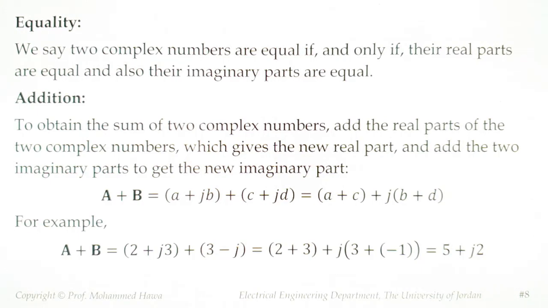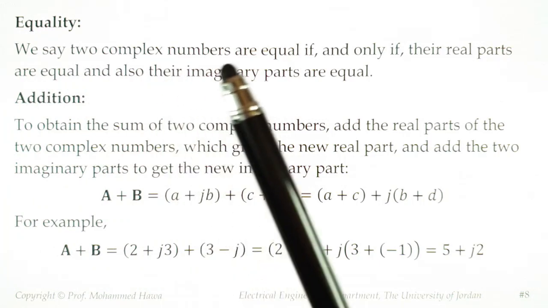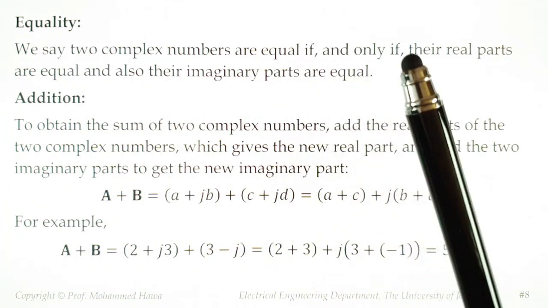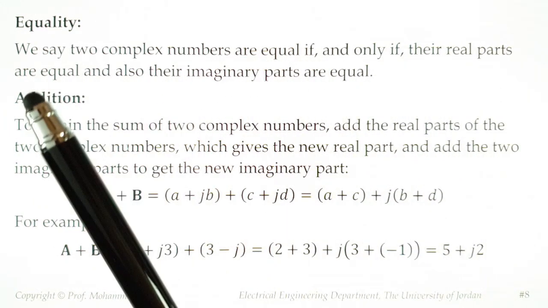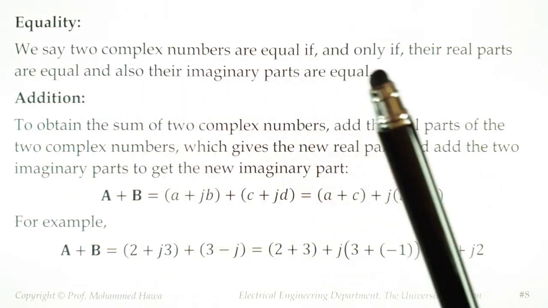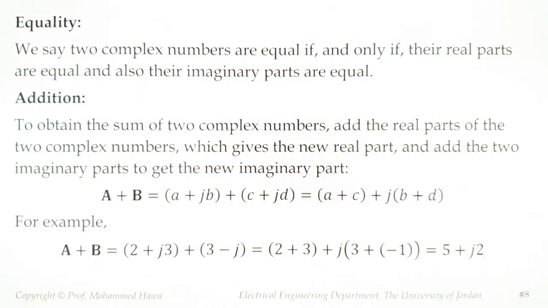First, equality. We say that two complex numbers are equal if and only if their real parts are equal and also their imaginary parts are equal. So two complex numbers are equal to each other if their real parts are equal to each other and their imaginary parts are also equal to each other.